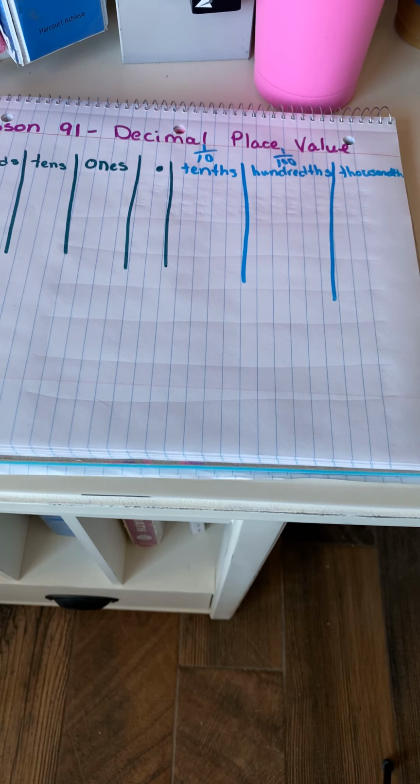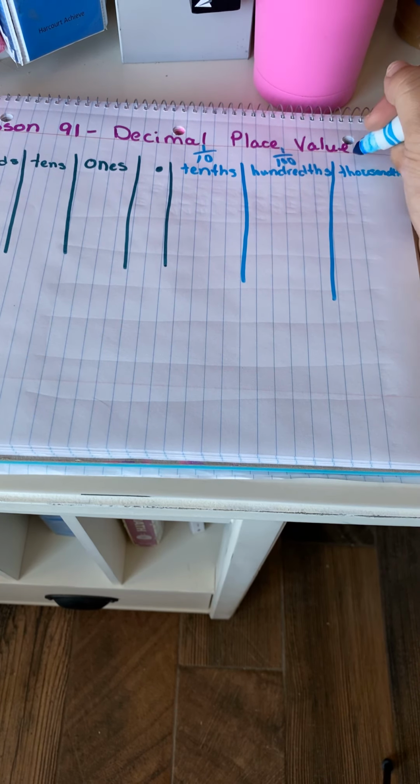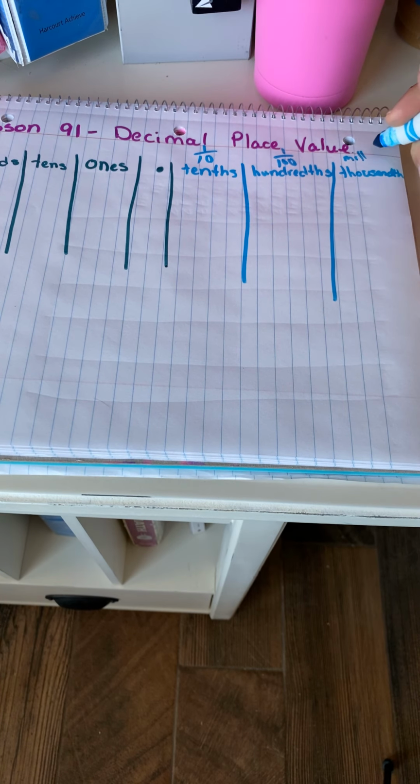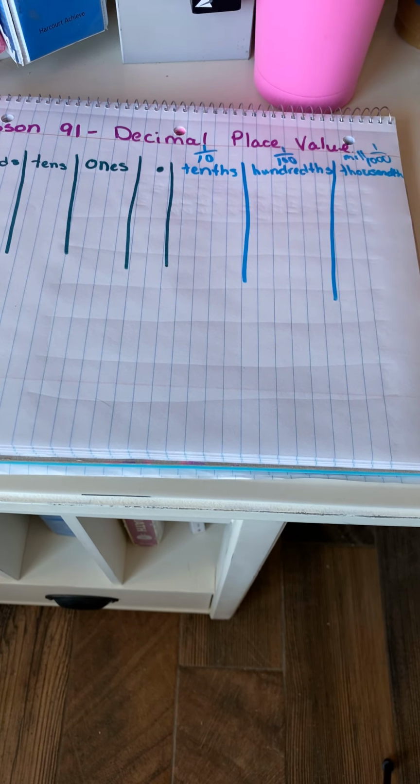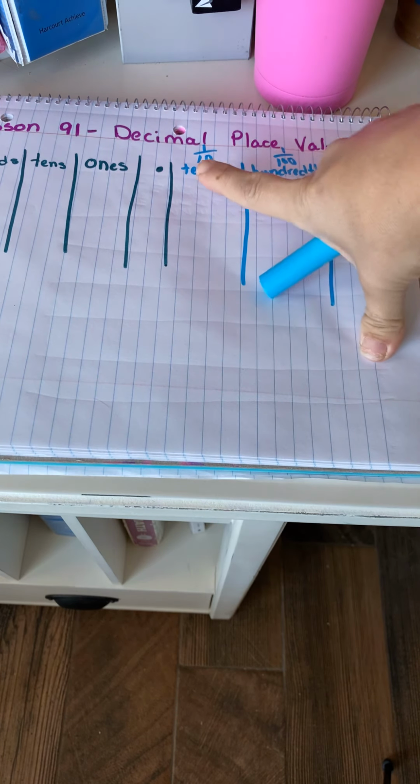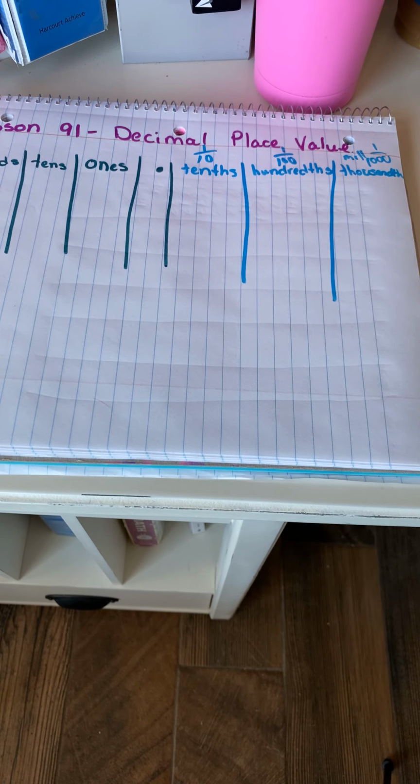So for thousandths, we don't have a coin that represents the thousandths place, but we do have a word for it, which is mil. And a mil is 1/1,000th of a dollar. Therefore, it takes 1,000 mils to equal 1 dollar. I'm sorry guys. So 10 mils would equal 1 cent. So that's our place value.